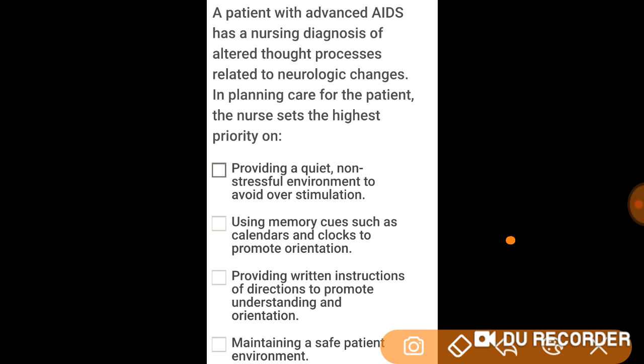A patient with advanced AIDS has a nursing diagnosis of altered thought process related to the neurological changes. In planning care for the patient, the nurse sets the highest priority on maintaining a safe patient environment. This is the answer.